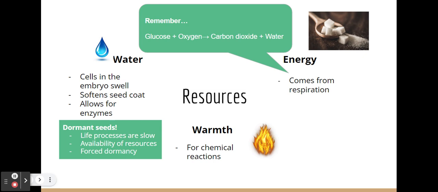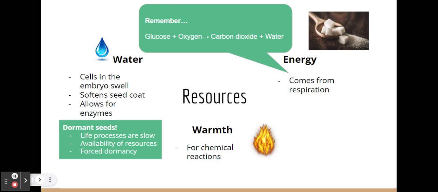Some seeds are dormant. If we are talking about a dormant seed, you can think of it as the seed being asleep. It's still alive, but it's not actively carrying out these processes. In these seeds, the life processes are still occurring, but they're really slow. Most seeds will remain dormant until the resources that we've just spoken about are available, so they've got the best chance of survival.